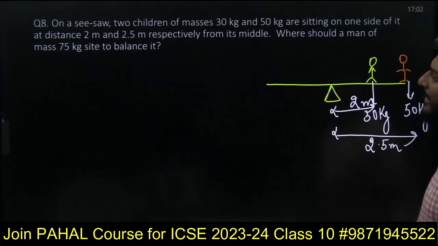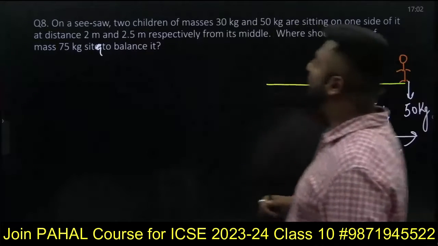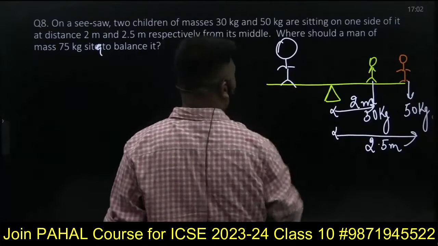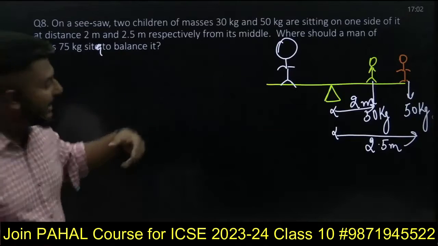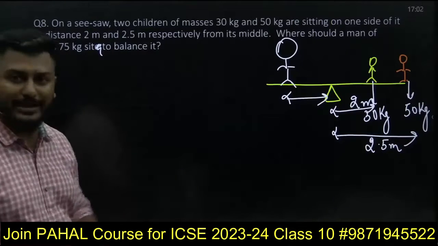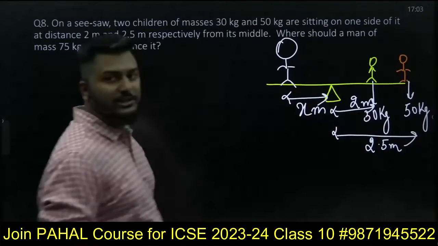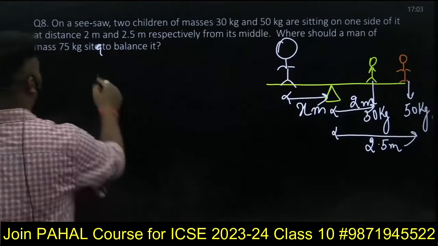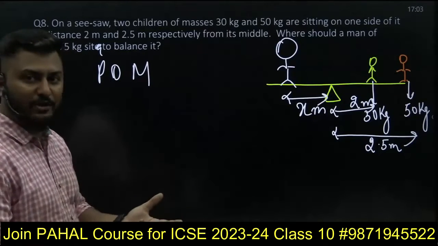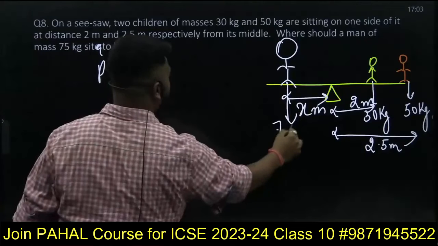Where should a man of mass 75 kg sit, to balance it? Now, if we want that a big man of 75 kg weight sits on the other side of the seesaw, then what should be the position of this man from the center of the seesaw? So let's say this man sits at a distance of x meters from the center. According to the POM, that is principle of moments, clockwise moment will be equal to anti-clockwise moment.